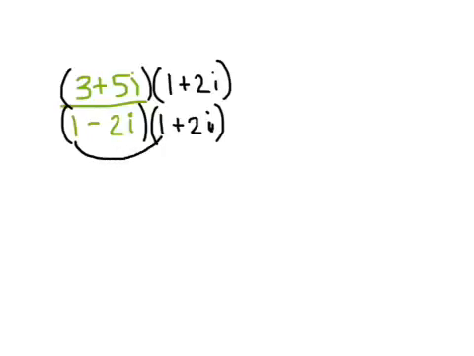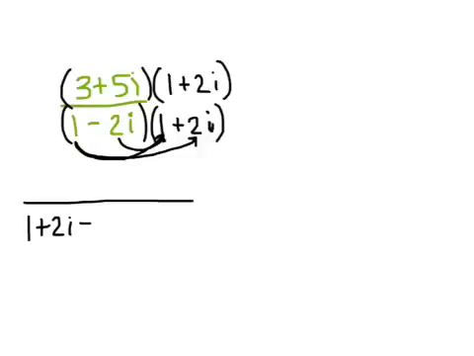Again, this is nothing more than FOIL. 1 times 1 is 1. 1 times 2i is 2i. Negative 2i times 1 is negative 2i. And negative 2i times positive 2i is negative 4i squared. Now, one thing that I hope you notice is that these two i pieces here will cancel. When you multiply conjugates together, regardless of if it's i or not, the middle two pieces of FOIL will always cancel each other out. So therefore that goes away.